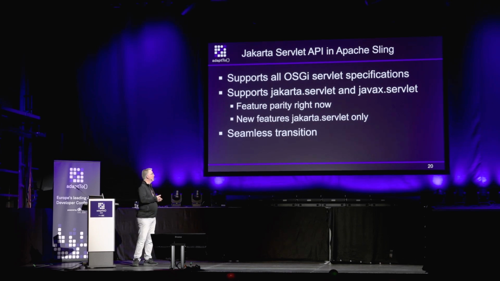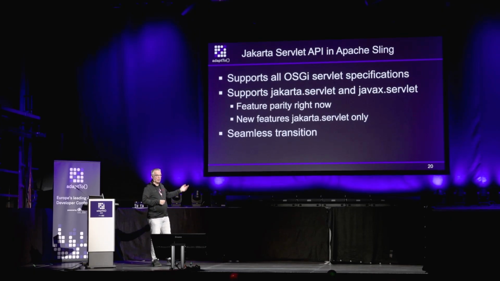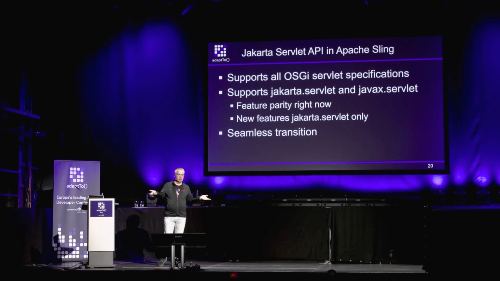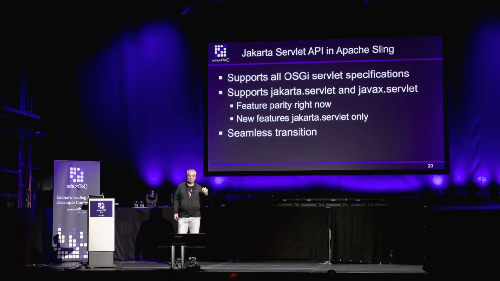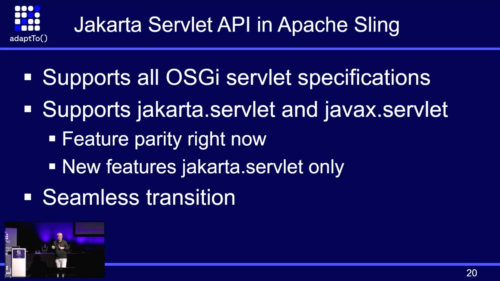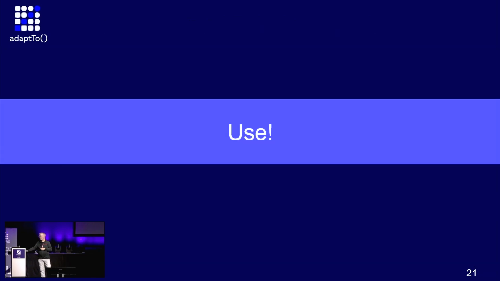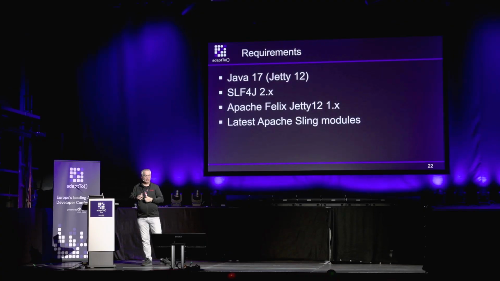Yeah, and then in Sling, obviously, we support all these specifications, all the OSGi specifications, Jakarta Servlet, javax Servlet. You can mix and match. Going forward, the new stuff we will be doing, hopefully we'll do some new stuff, will be Jakarta Servlet only, so we don't continue having duplicate interfaces and functionality. But it allows for this seamless transition. And that's pretty easy if you want to use it.